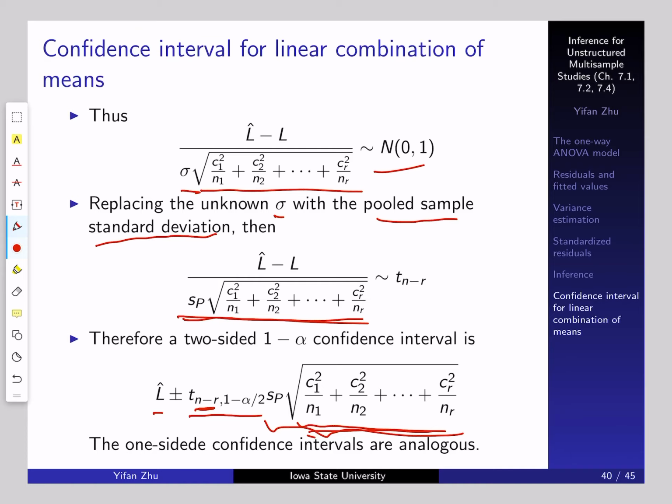And the one-sided confidence intervals are analogous, right? For the lower one-sided confidence interval, you will use the 1 minus alpha quantile of the t distribution with n minus r degrees of freedom, and you have the standard error of L hat.